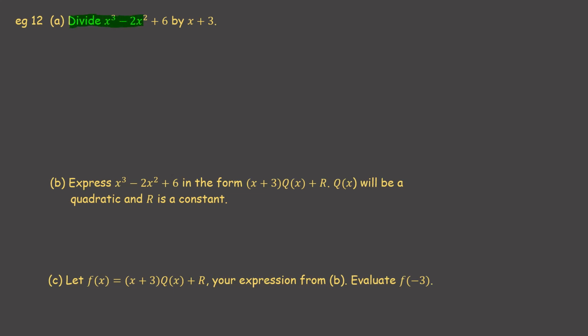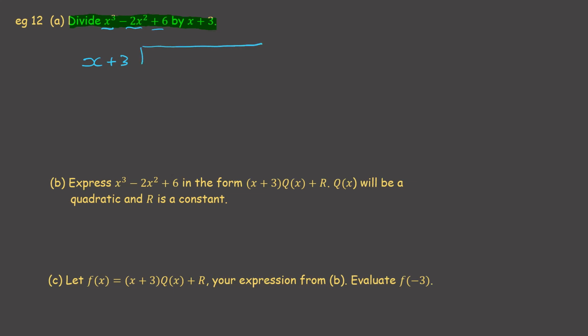Divide x cubed minus 2x squared plus 6 by x plus 3. You could do this by that jiggling method, but let's just do the division. Now we have to be careful here because we have a cubed term, a squared term, no x term, and then a constant term.